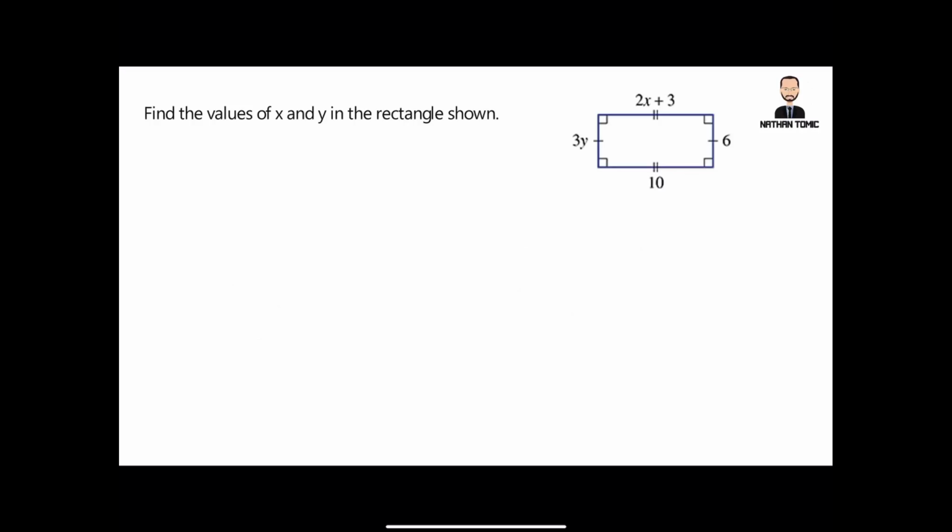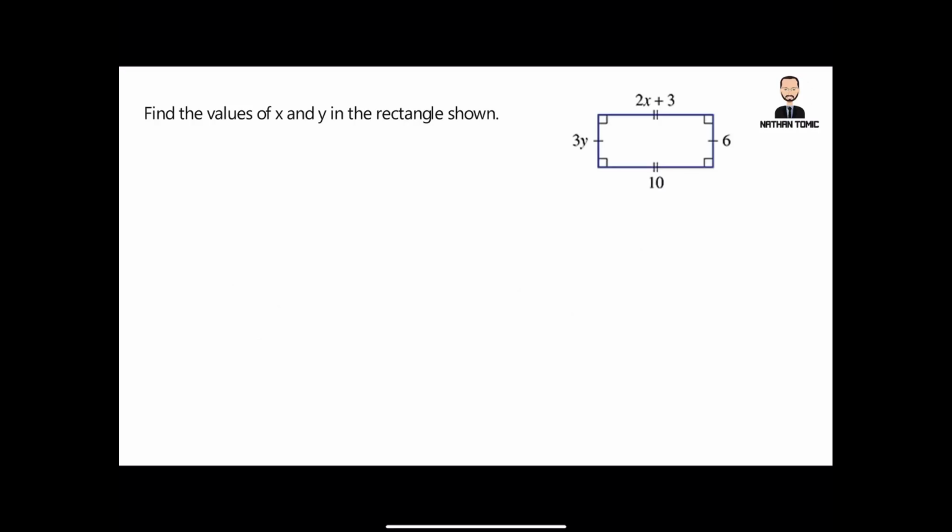Find the values of x and y in the rectangle shown. Now, at first glance, we might go, hang on, we've got two unknowns. We've got x and y. How do we do that? At this stage, we haven't learnt how to deal with multiple variables, but in fact, we don't need to. It's just going to be two separate equations.